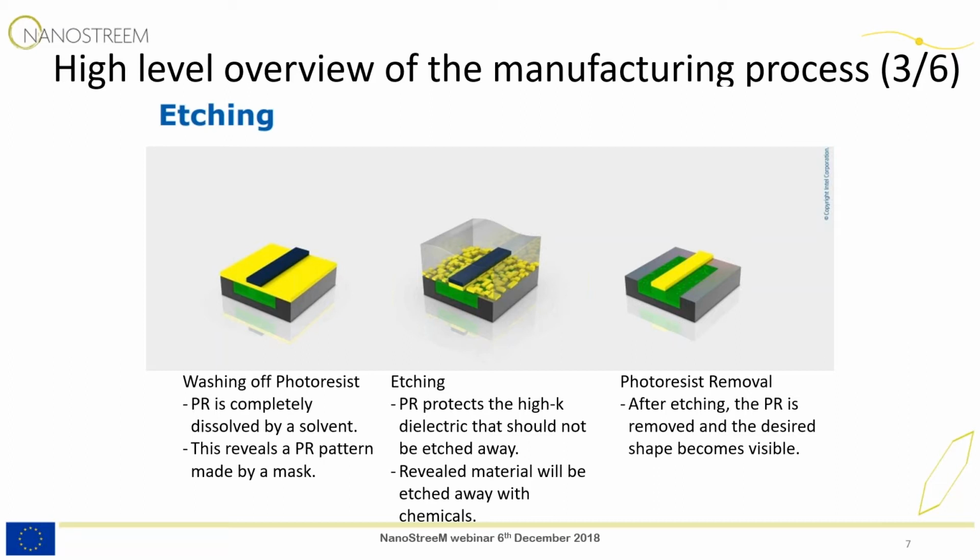Then in etch proper, what we're looking at here is that the photoresist itself will protect what we call a high dielectric constant, and this is what we want to hold on to. We don't want this to be etched away. So again, this is one of the functions of that photoresist. And then the revealed material will be etched away with the necessary chemicals after that. And when all that process is undertaken, we then, as I say, remove that photoresist. Okay, it served its function. We then get rid of it.